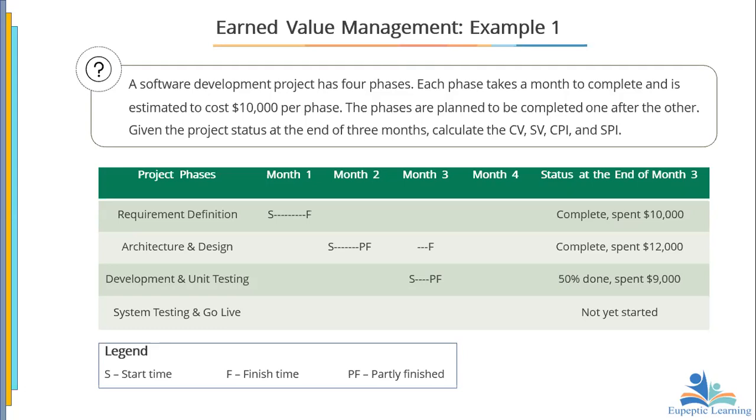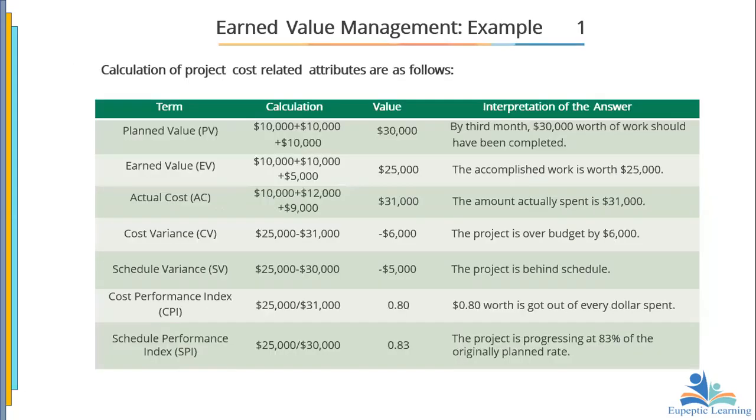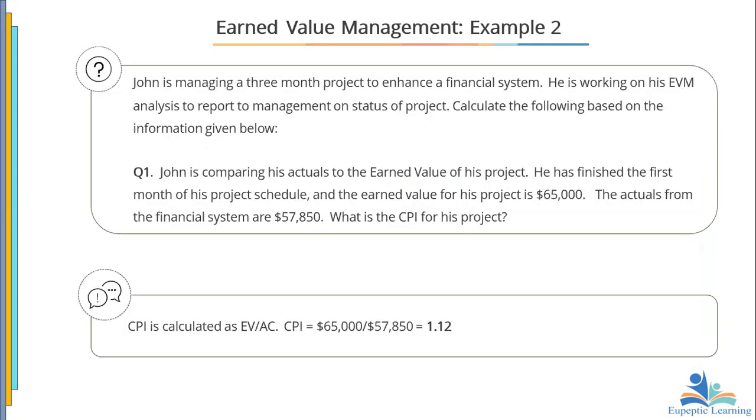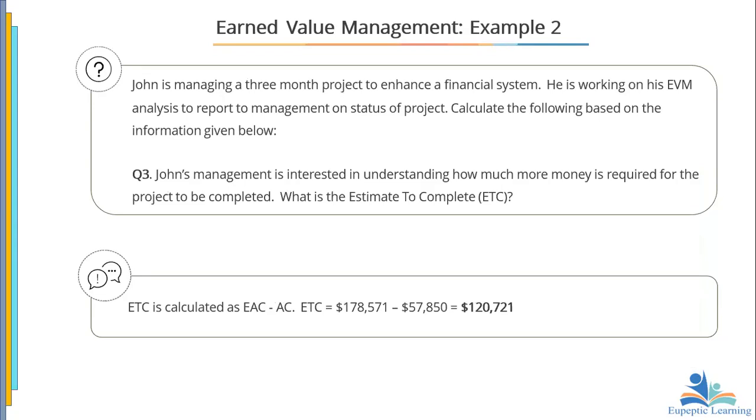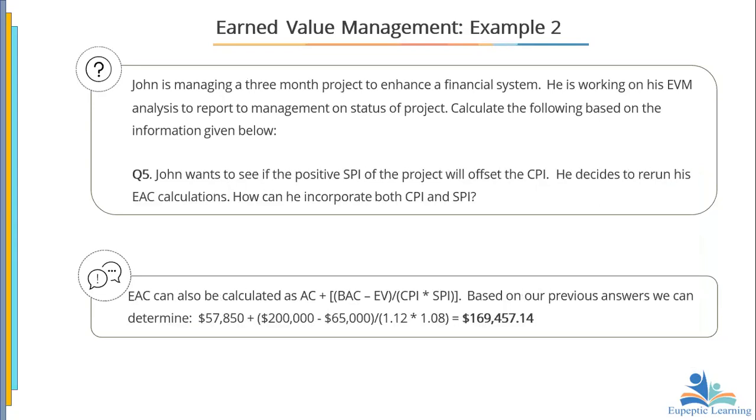We have the start to finish and all that. So we have the start to partially finish and all that here. So this is the calculation of it and then the interpretation of the answers. There's another example which we can look at. All these are examples that we can look at and then solve.